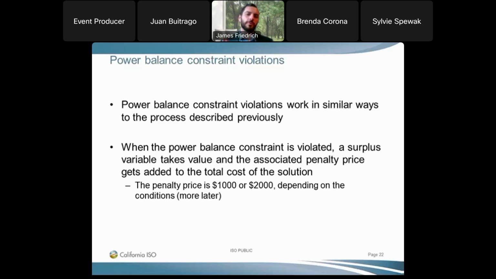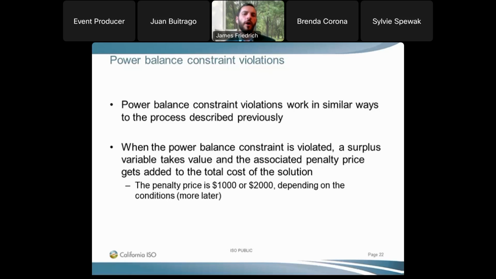All the previous discussion was essentially related to reserve shortage pricing. We also have the concept of power balance constraint violation, which, as I mentioned in the beginning of the meeting, is usually what someone thinks of when they talk about scarcity pricing or scarcity prices. That's the number and the trigger they think of, but there's certainly more to it than that.